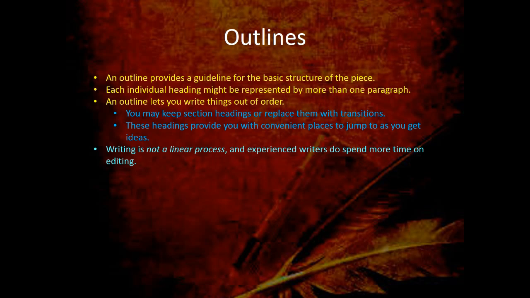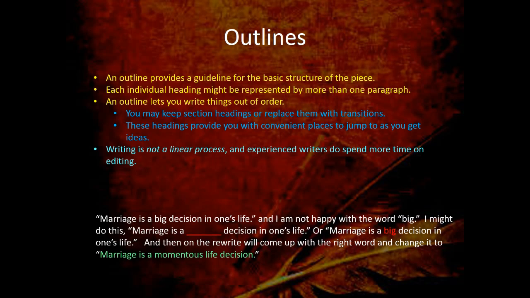For example, suppose I'm saying something like, "Marriage is a big decision in one's life," and I'm not happy with the word "big." I might do this: "Marriage is a blank decision in one's life." Or I might put "Marriage is a big decision in one's life" with "big" in red. And then on a rewrite, I will come up with just the right word and change it to "Marriage is a momentous life decision."